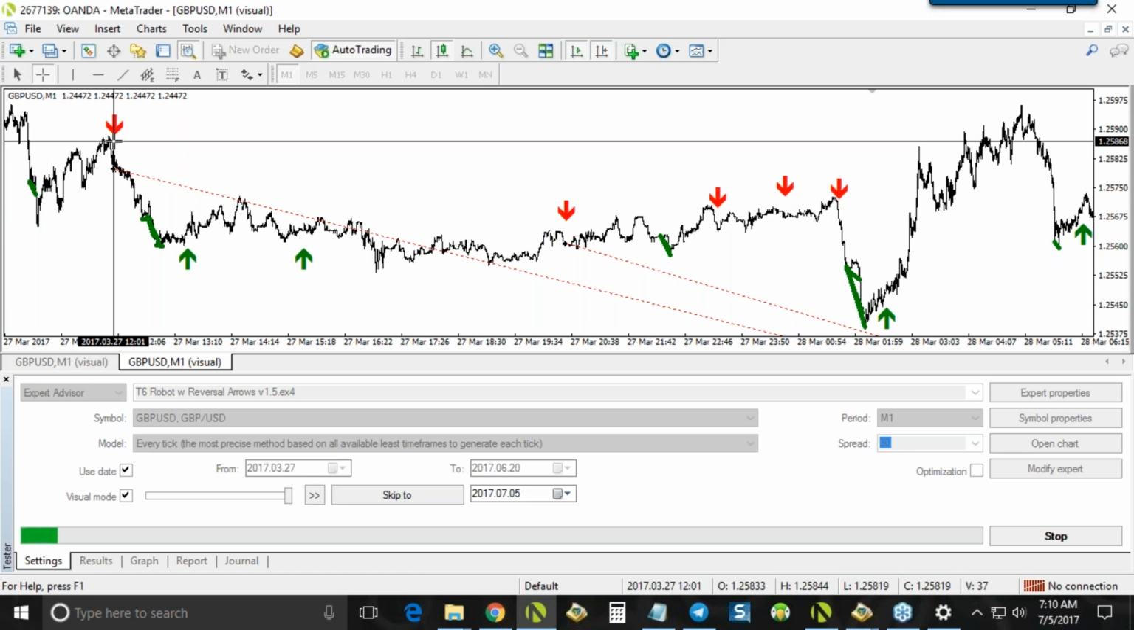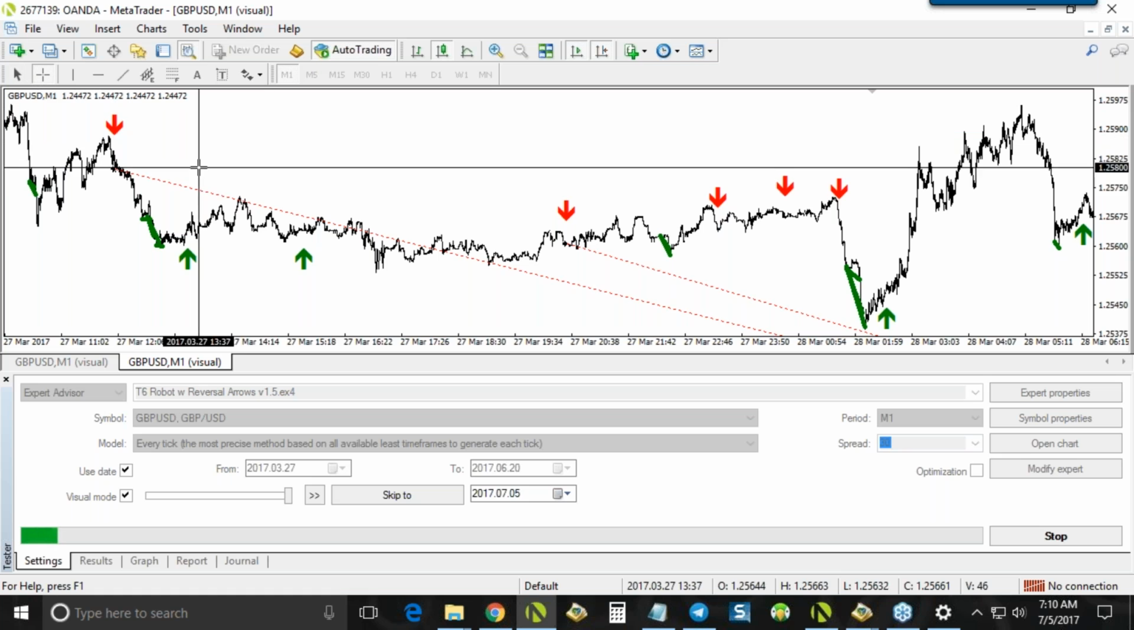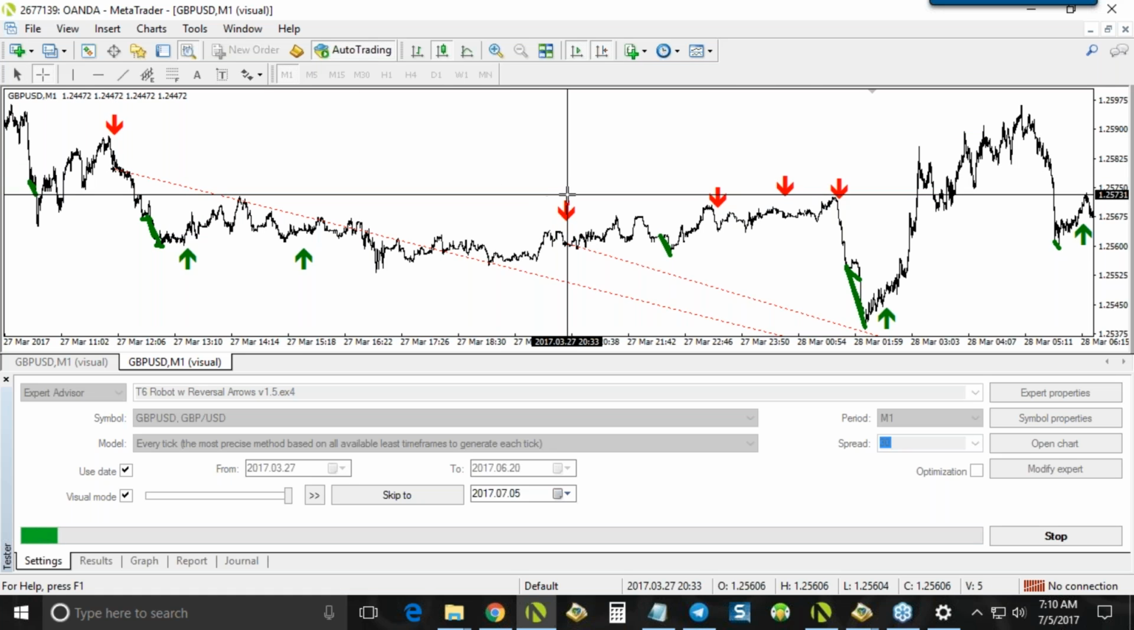And we got some at 12 o'clock, which would be noon. We got one at noon on the 27th, and then another one at 8:30 p.m.